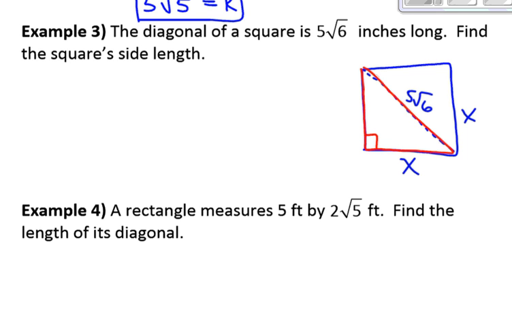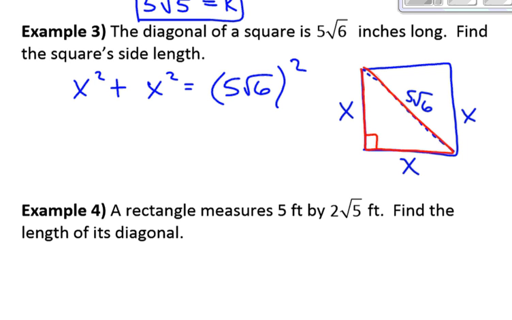And since it's a square, all sides are equal, so you have the two sides of that triangle being x by x, and then the hypotenuse is 5 root 6. So if we want to find the length of that square, we would say that's x squared, that's a squared, plus b is also x, so plus another x squared, equals 5 root 6 in parentheses squared. So x squared plus x squared, we've done one like this before, are like terms, so I add their coefficients of 1 to get 2x squared.